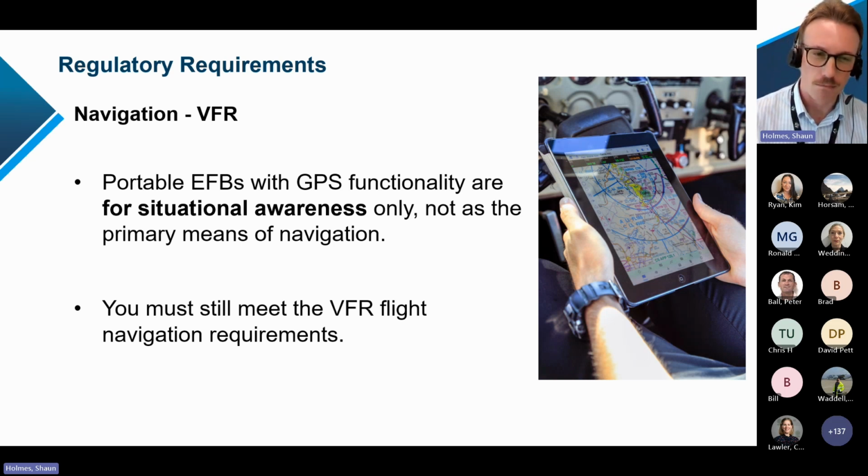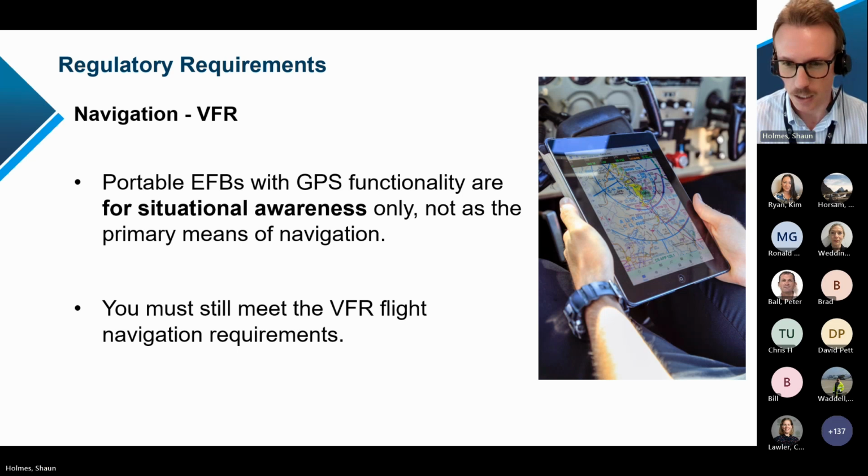So what does that mean? It means that if you're using an EFB with a chart displayed like the diagram there, you must still meet your VFR flight navigation requirements. So what does that mean? You still need to, when navigating by visual reference to the ground or water, have your positive position fix not more than 30 minutes apart, using features marked on the topographical chart, okay?